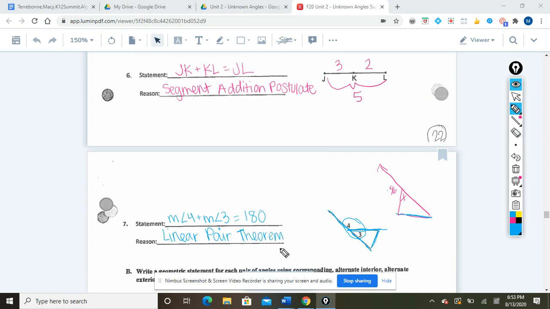Once again, don't focus on definition, postulate, theorem. Focus on the geometric part, the linear pair. Why can I say these equal 180? Because they're a linear pair.